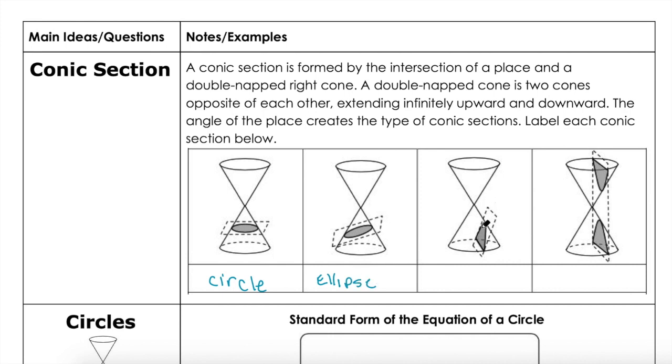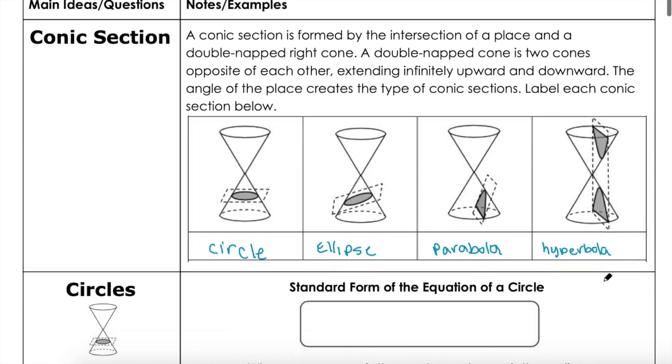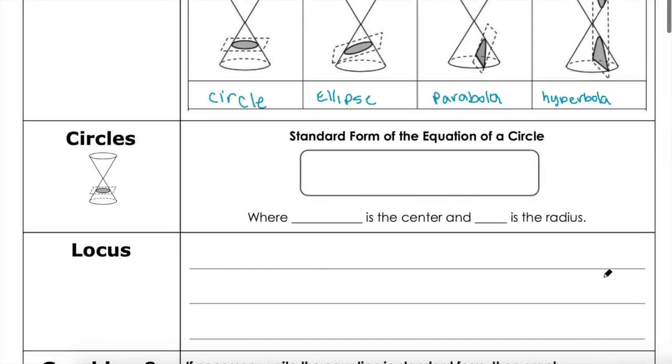When it cuts at a diagonal and goes through the bottom of the cone more so, it is called a parabola. And when it cuts through the cone, opening both up and down through the top and bottom, we call it a hyperbola. For the focus of this video, we're going to be reviewing circles and ellipses.